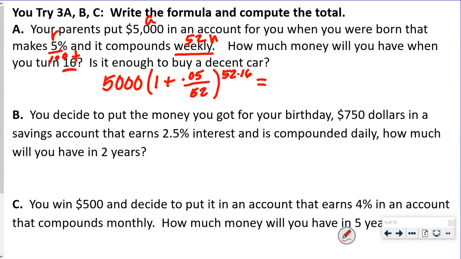So now when we compute that, we get $11,123.43. So do you think that's enough to buy a decent car? I think it depends on the kind of car you want.